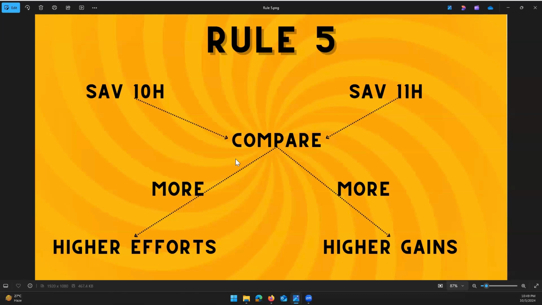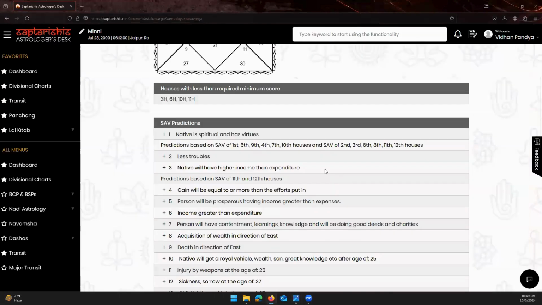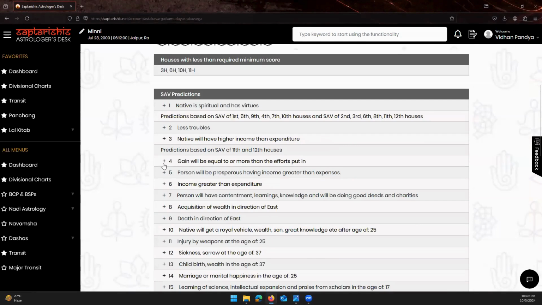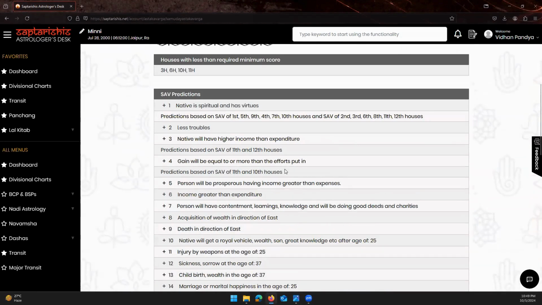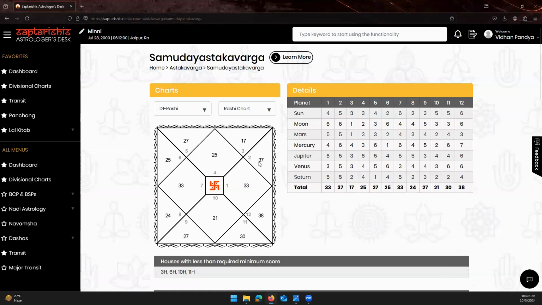So again, very simple rule. You just have to compare the SAV points of the 10th house and the 11th house. And again, in the app, you will find those predictions also: gain will be equal to or more than the effort put in, based on the SAV of the 11th house and the 10th house. So you have 37 points here in the 11th house, whereas 33 points in the 10th house, which means gains are higher than the efforts. The person gets easy success, quick success. That is what we can deduce from this sutra.